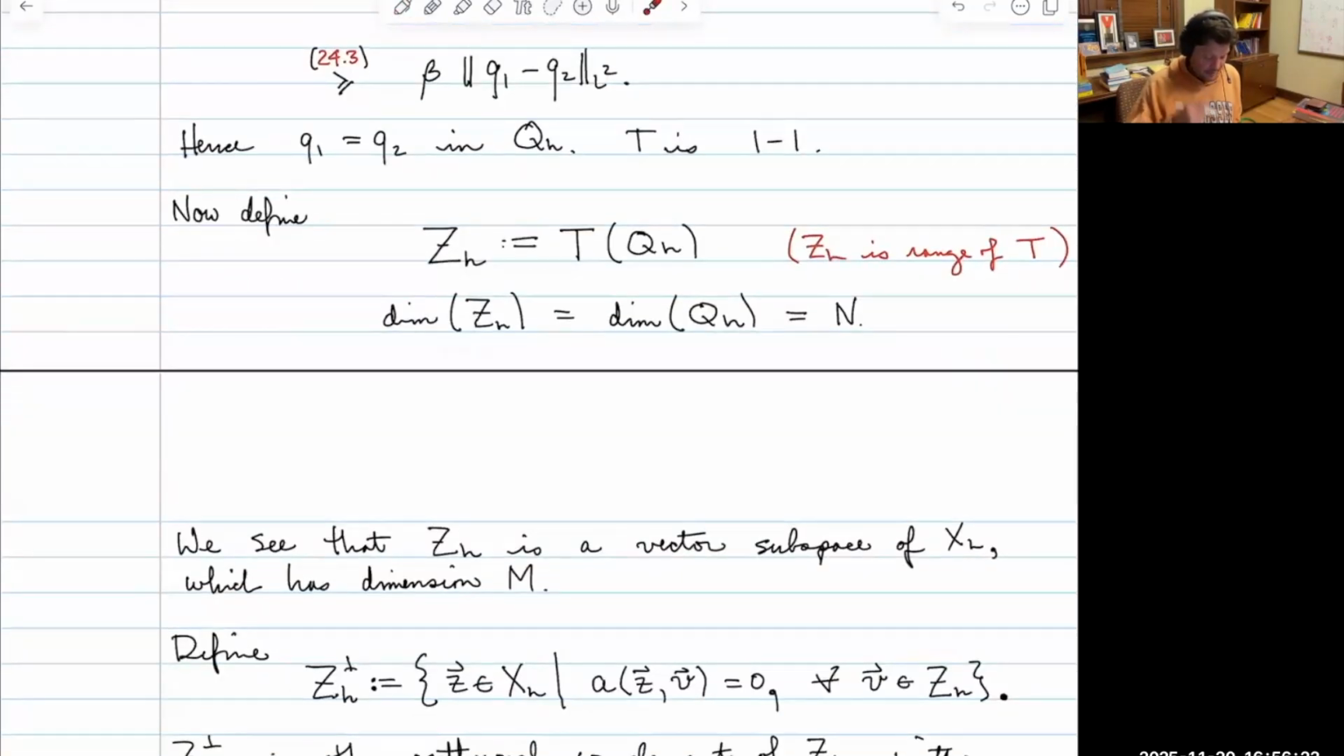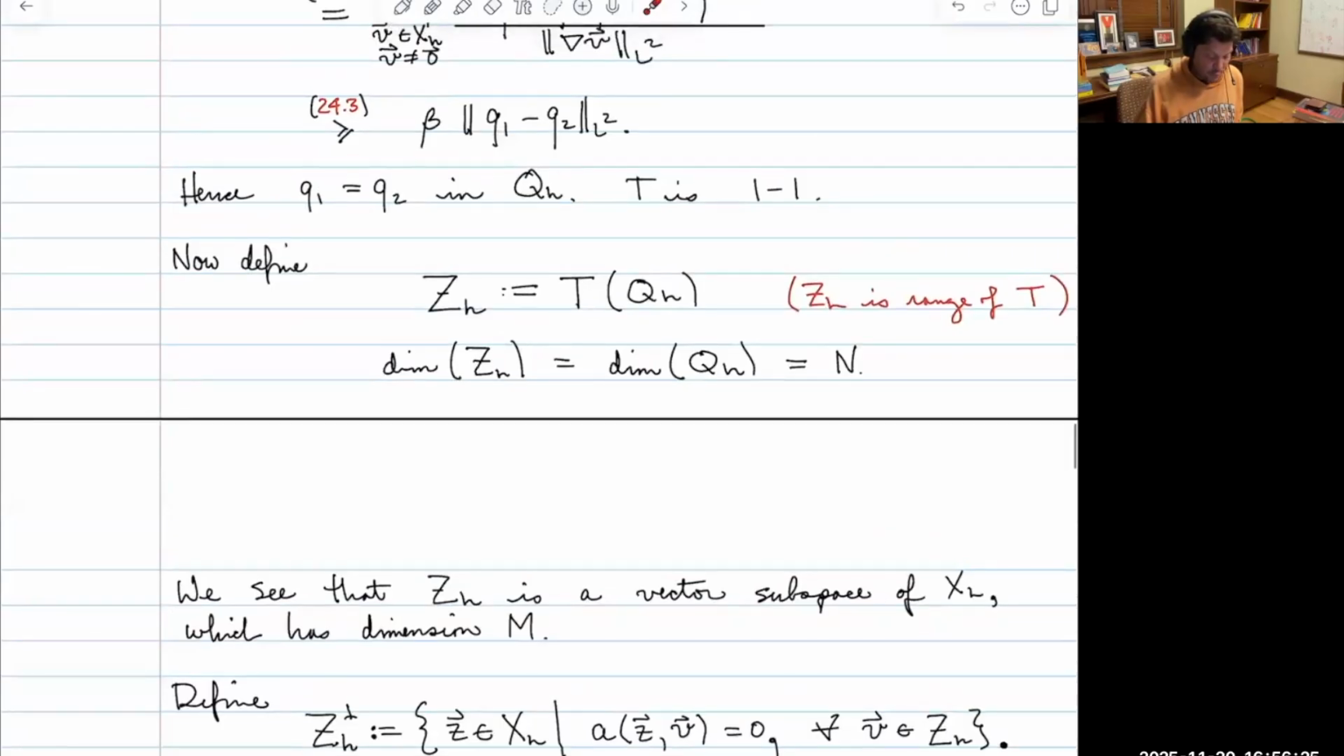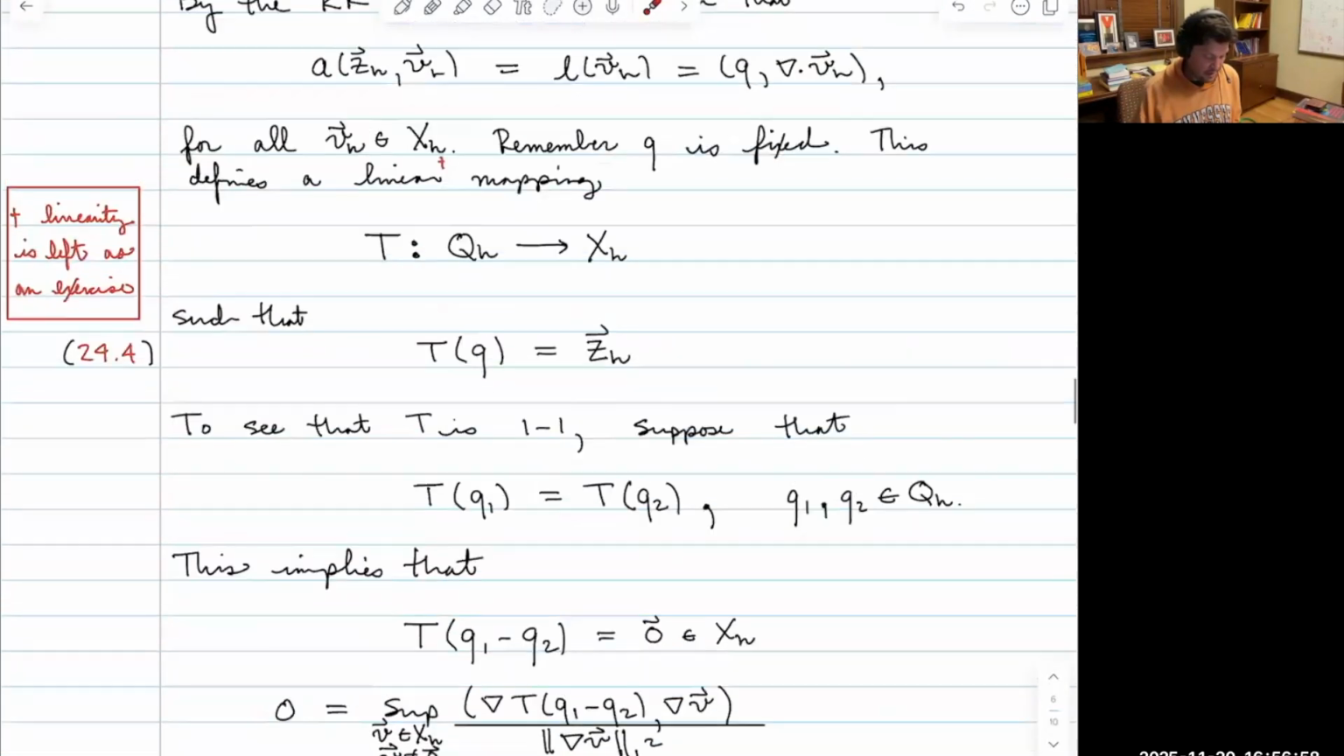What do we know about these spaces? Well, T is one-to-one and onto. So that means it's isometrically isomorphic. So it's an isometry between QH and ZH. That means that if you know the dimension of QH, you automatically know the dimension of ZH. We know the dimension of QH is exactly n, so the dimension of ZH has to be also equal to n. But ZH, what was that? Where was that?